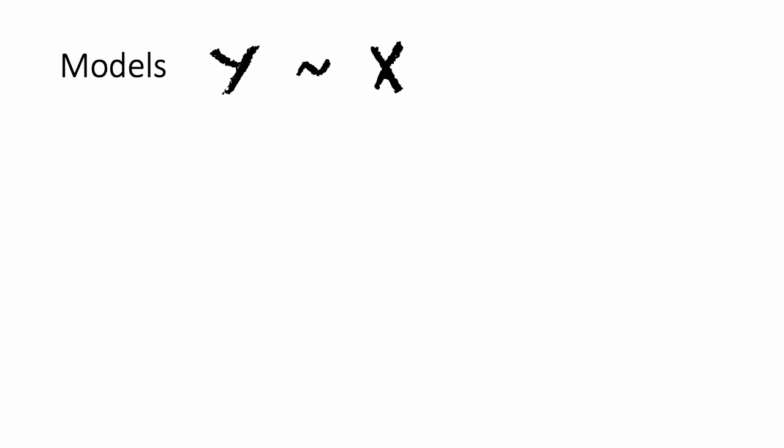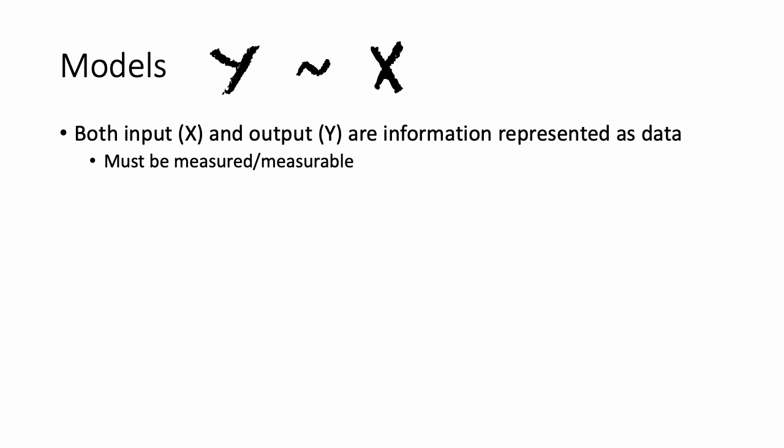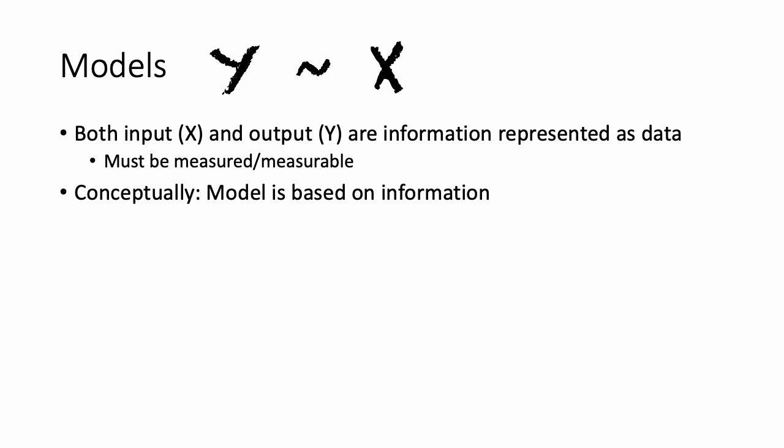So, coming back to this idea of models, we have our inputs, X, producing an output, Y, through some model or function. Again, for both of these, if we're going to use a quantitative model, they have to be represented as data, meaning that they must be measured or measurable. Conceptually, the model is based on information. Again, in our mind, the numbers might say what they are, but ultimately what we're talking about is not what these numbers representing X and Y mean, but actually what's the information behind them. So what is the conceptual idea linking X to Y?